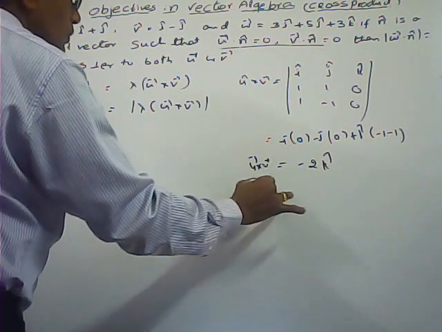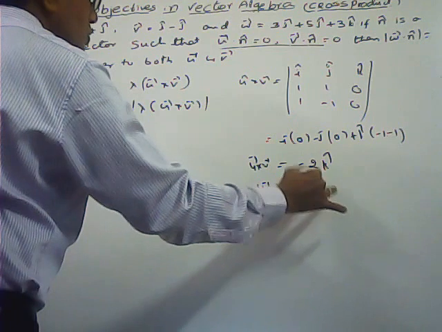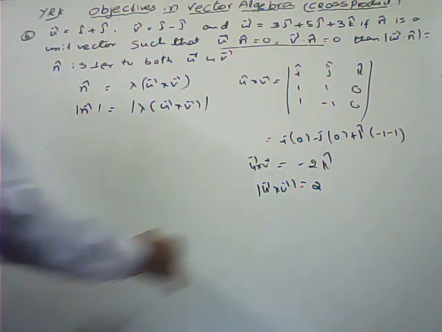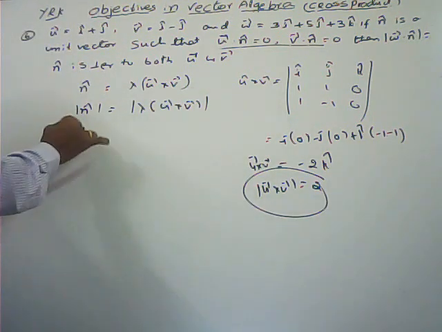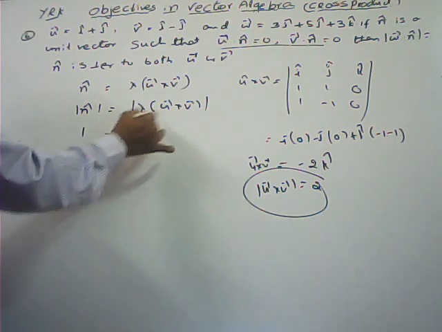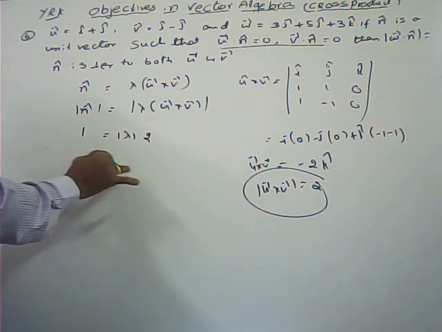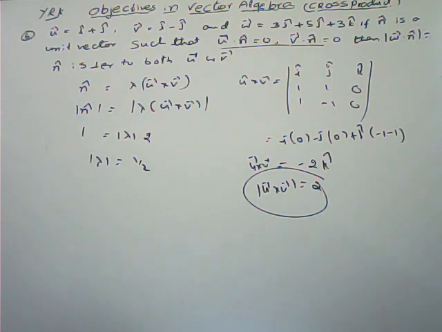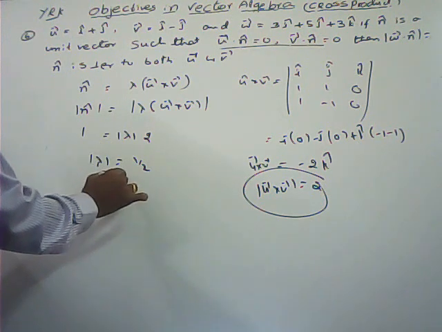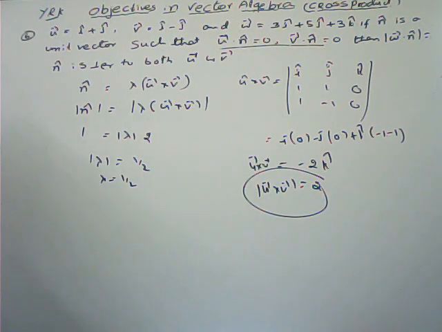This is u bar cross v bar. What is the modulus of u bar cross v bar? That is equal to 2, modulus of k is equal to 1, so we are getting modulus 2. This is 1 over modulus of lambda, times 2. So modulus of lambda is equal to 1 by 2. So here lambda has two possibilities, either plus 1 by 2 or minus 1 by 2. One time you can take plus 1 by 2 and check the options. If it is not there, take lambda equal to minus 1 by 2.